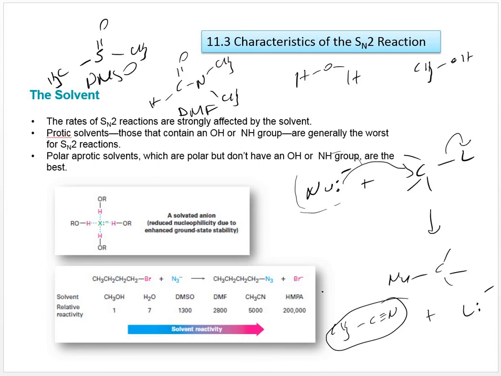HMPA, hexamethyl phosphoramide. This is also a very good aprotic solvent. Phosphoramide, it's this. There are 3 nitrogens, and each one has 2 methyl groups. So this is called hexamethyl, we have 6 methyl phosphoramide. Basically the best solvent is hexamethyl phosphoramide, and the worst solvents for SN2 reactions are protic solvents. Methanol is the worst one. Okay, I think this is enough for the solvent effect.